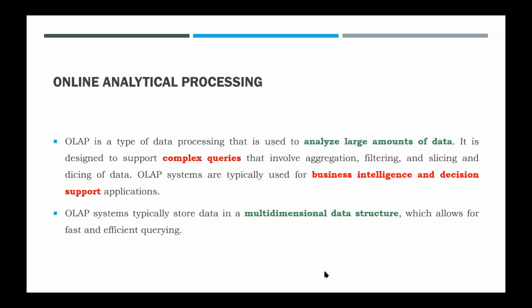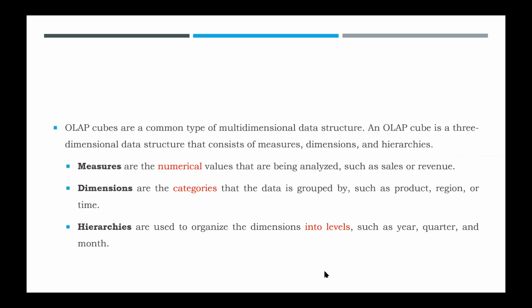Coming to online analytical processing, it is different from transaction processing. It is used to analyze a large amount of data, designed to support complex queries that involve aggregation, that is combining or summation, filtering the data, where unnecessary data is removed, and slicing and dicing of the data. OLAP systems are typically used for business intelligence and decision support applications. OLAP systems typically store data in a multi-dimensional data structure, which allows for fast and efficient queries. Multi-dimensional means we store the data in cubes.